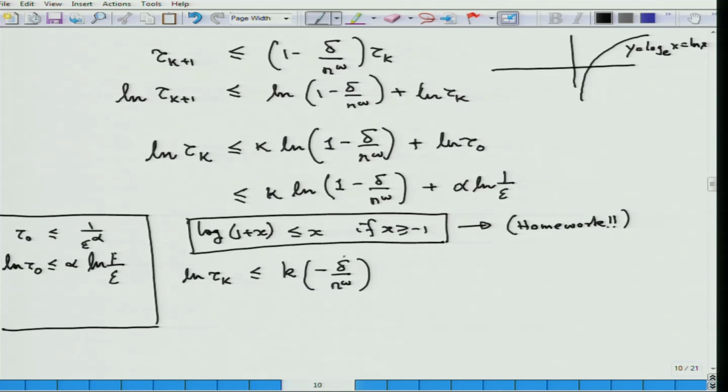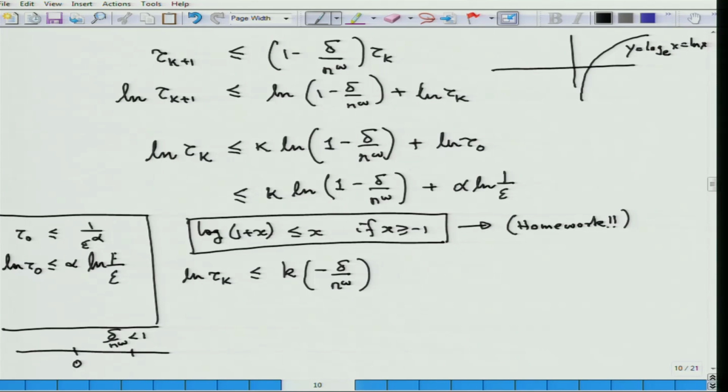So, you choose your delta and n omega in such a way that this can be made bigger than minus 1. These are positive quantities, but if I put a negative one, I can choose delta and omega in such a way that delta by n omega has to be strictly less than 1, otherwise 1 minus delta by n omega has no meaning.